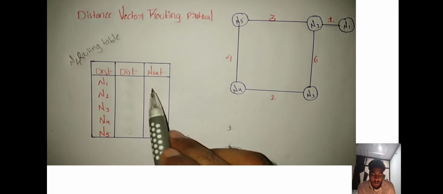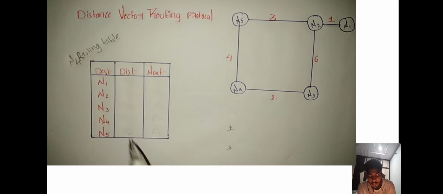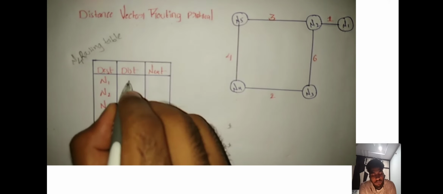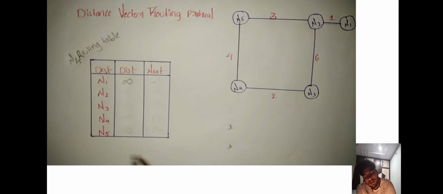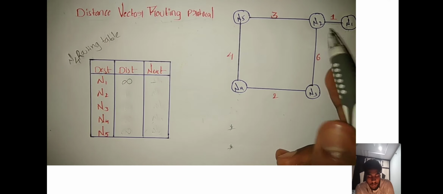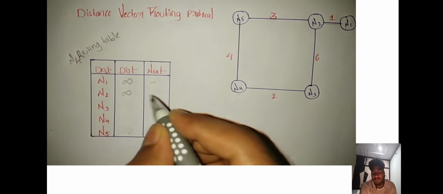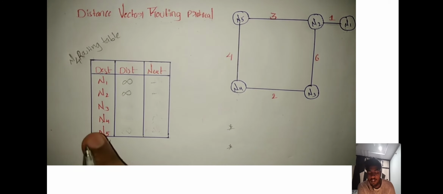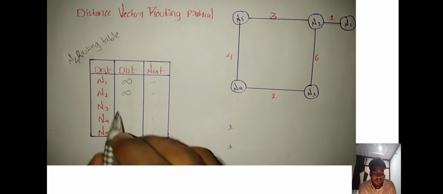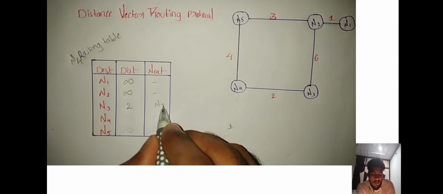Now we will draw the routing table of n4. First we have to go to n1 from n4. Is there any direct link? No. So n1 is not the neighbor of n4, so the distance is infinity. We have to go to n2 from n4. Is there any direct link? No. So it's not the neighbor of n4. Then the distance is infinity. And we have to go to n3 from n4. As we can go, that means now the distance is 2, and the next node is n3.